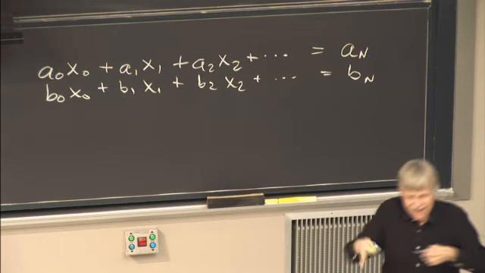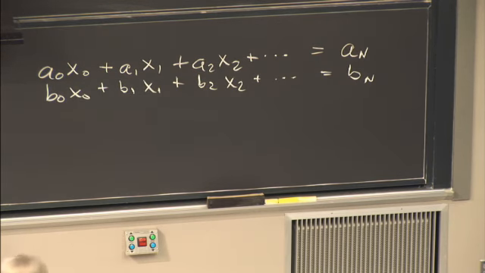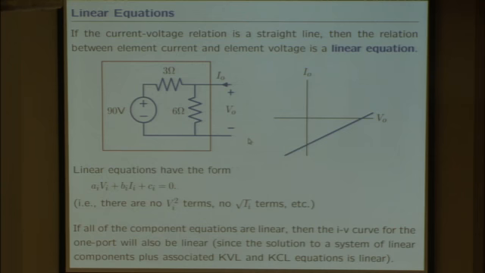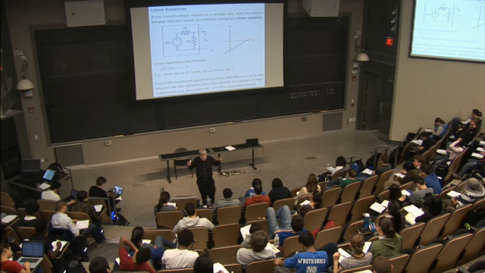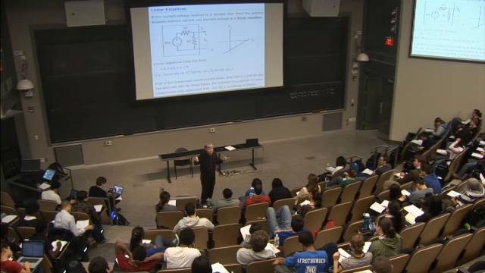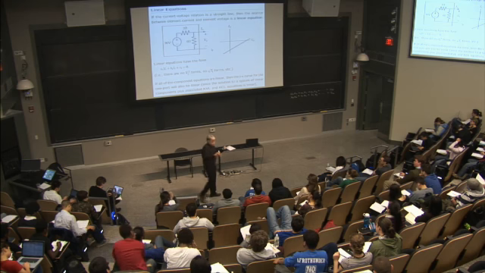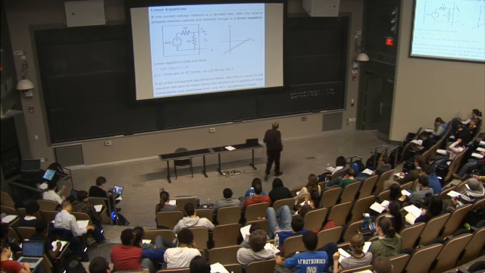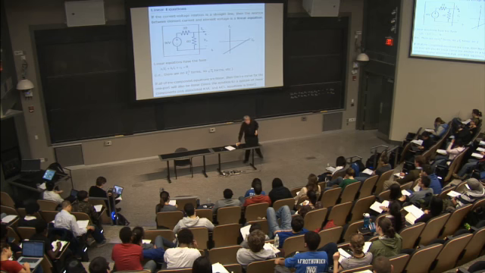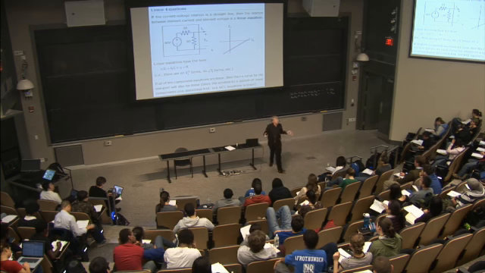Then I would have a KCL equation. Well, KCL is easy because that only has currents in it, and the multipliers are all 1 or minus 1. So that's clearly linear. And I have KVL equations. Those are linear. And the point is that when you solve linear equations, you get a new linear equation.